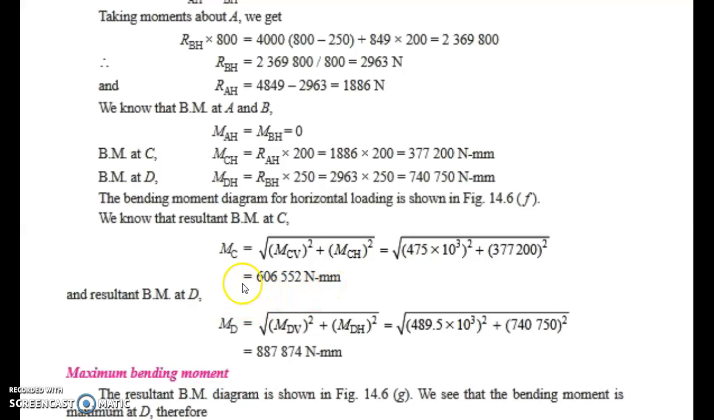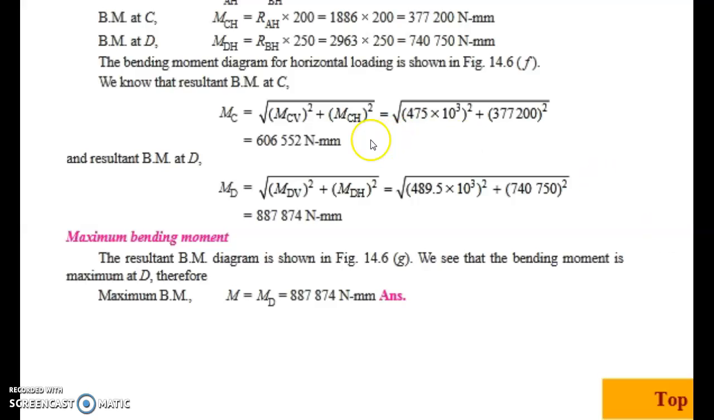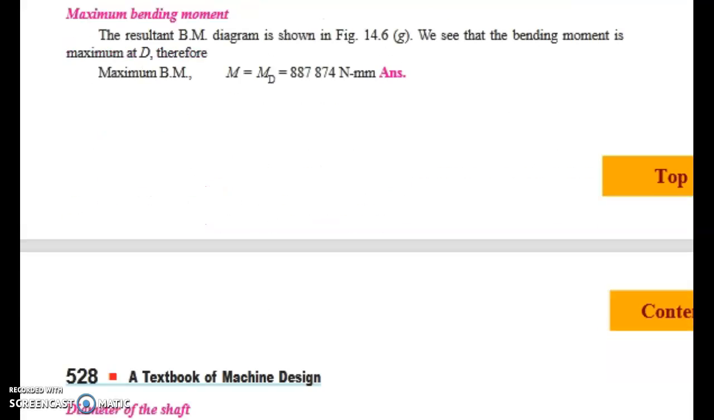Similarly, we can find the value of MD also. MD is the resultant bending moment at point D. Take the bending moments in the horizontal and vertical directions, take their square values, then add them. After that, take the square root of this value. Then we will get the bending moment at D also. And which one is greater, at point C or D? We can see that the bending moment at point D is greater. So we have to take the maximum bending moment value for our calculation.